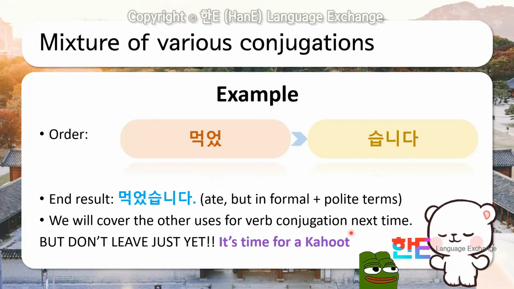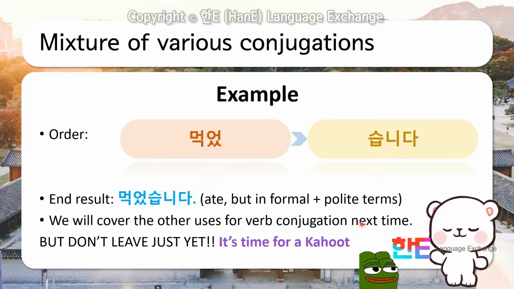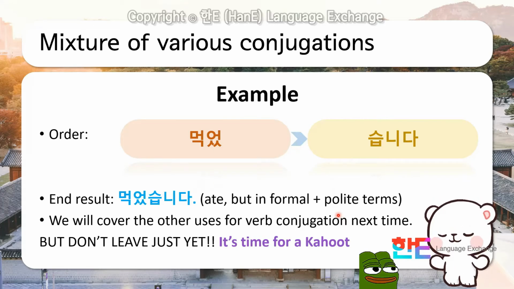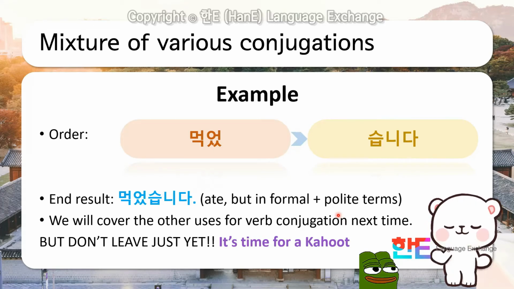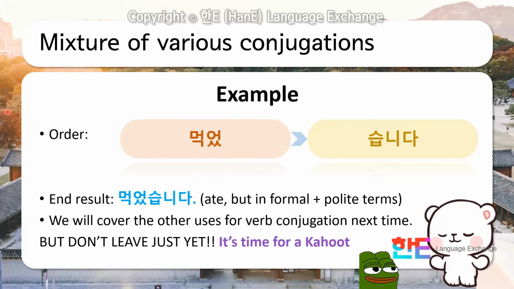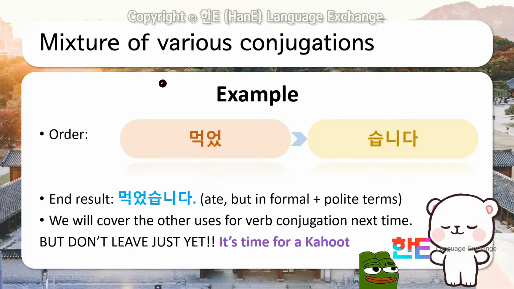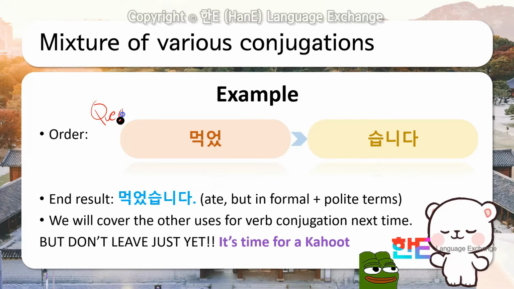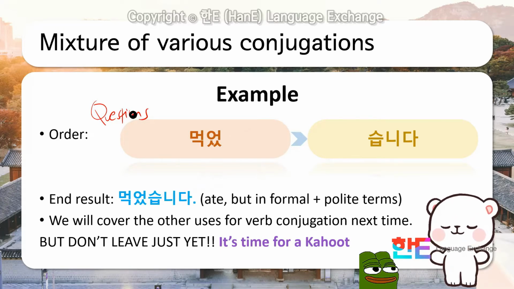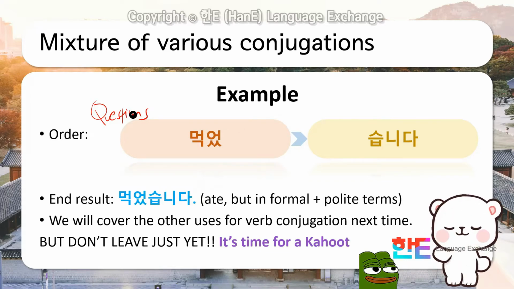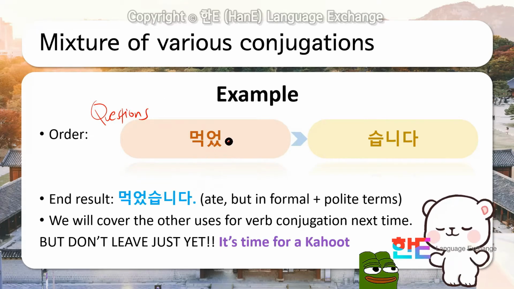Alright, we're going to do a Kahoot next unless someone has a question. If you do have a question, please ask it now. I'll give you about 1 minute. Questions, anyone? If you don't have any questions, I'll be doing the Kahoot now.